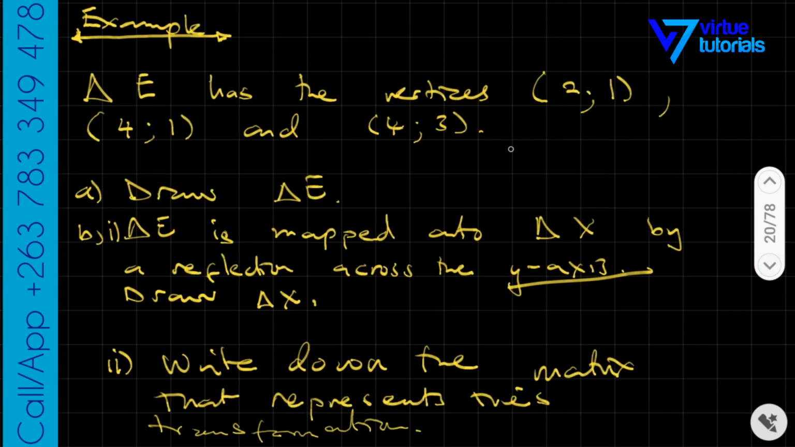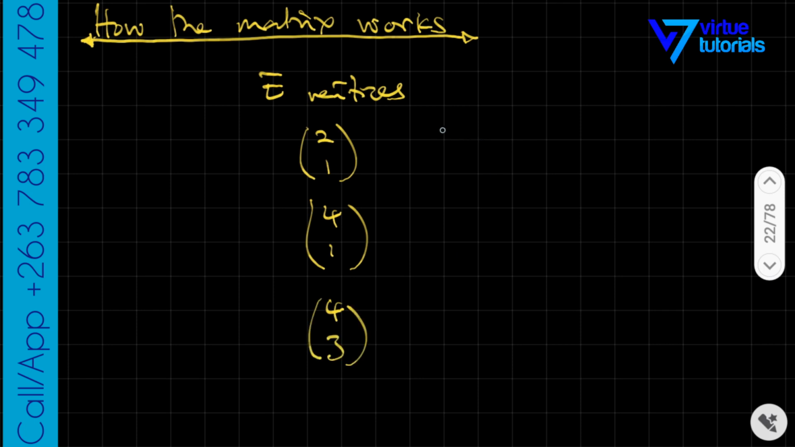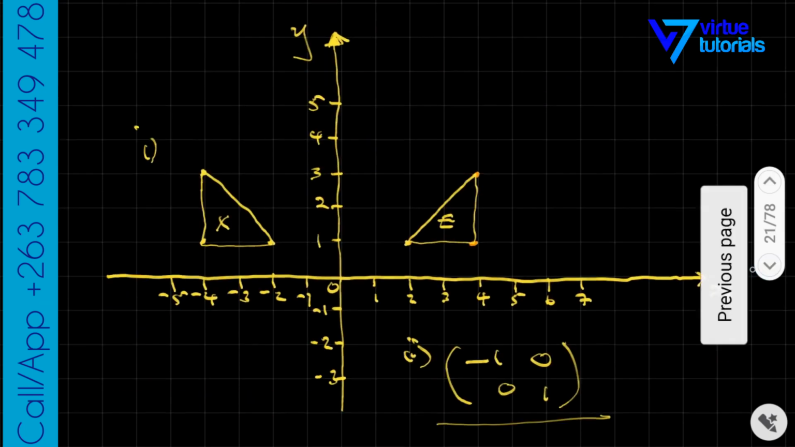2, 1, 4, 1, 4, 3. I'll write them as columns: 2, 1, 4, 1, 4, 3, right? So now what I want is triangle X's vertices, since I'm told that it's a reflection across the y-axis.